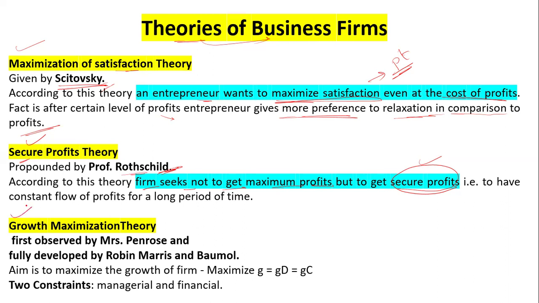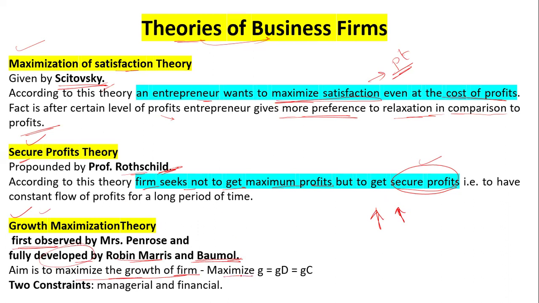Now the next theory is the growth maximization theory. It was first observed by Mr. Penrose, but fully developed by Robin Marris and Baumol. The aim is the maximization of the growth of the firm. In this theory they are not concentrating on profit maximization. Now they are moving toward the growth of the firm. If the growth of the firm increases, profit also increases. This is the concept behind this theory.